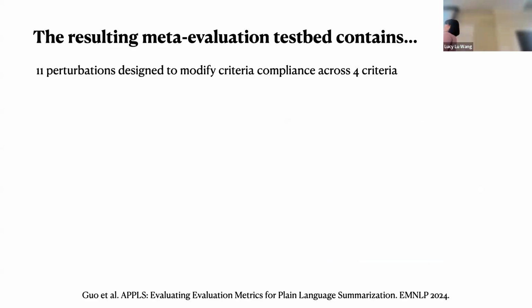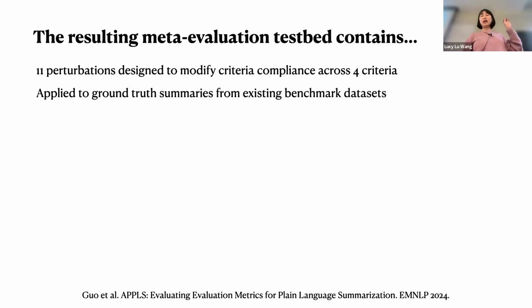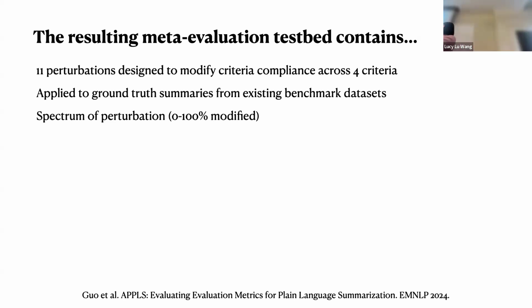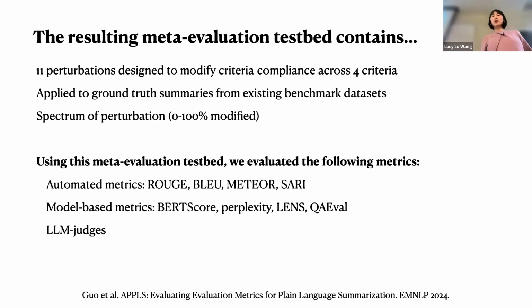And we defined 11 perturbations corresponding to the criteria from the previous slide that are important for plain language summarization. And we are able to apply them to the ground truth summaries from existing benchmark datasets and go across the range of perturbations. So either perturbing none of the text, to a little bit of the text at a time to introduce more and more factual errors, or delete more and more information, or add more and more simplified text, and so on. And so in this way, we are creating this controlled test bed in which we can then evaluate metric behavior. Okay, so we do that for automated metrics, for model-based metrics, and for LLM judges.